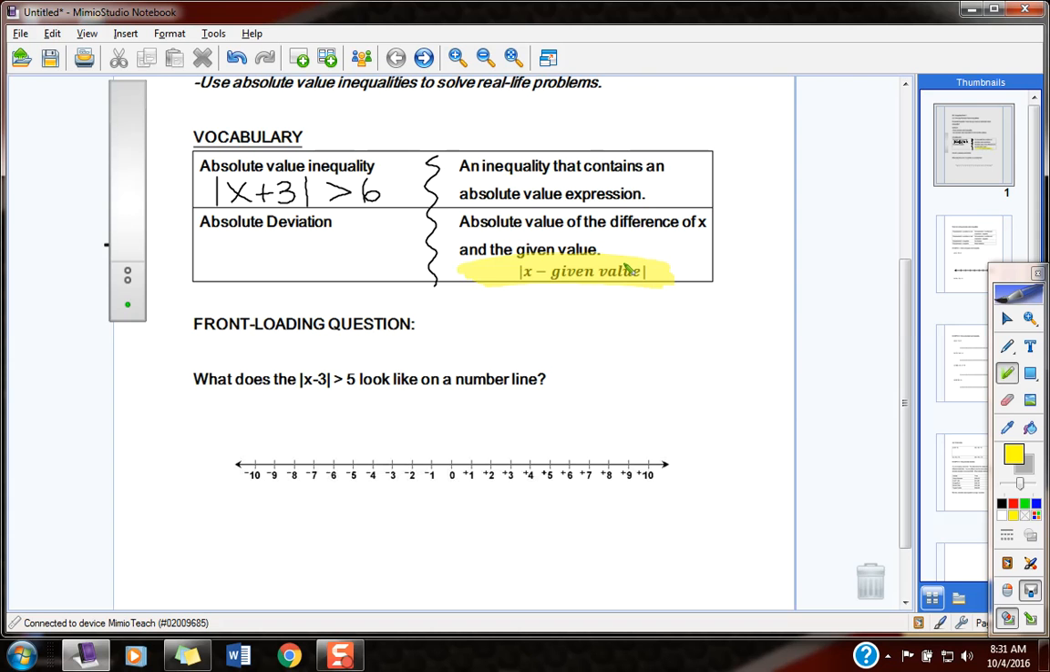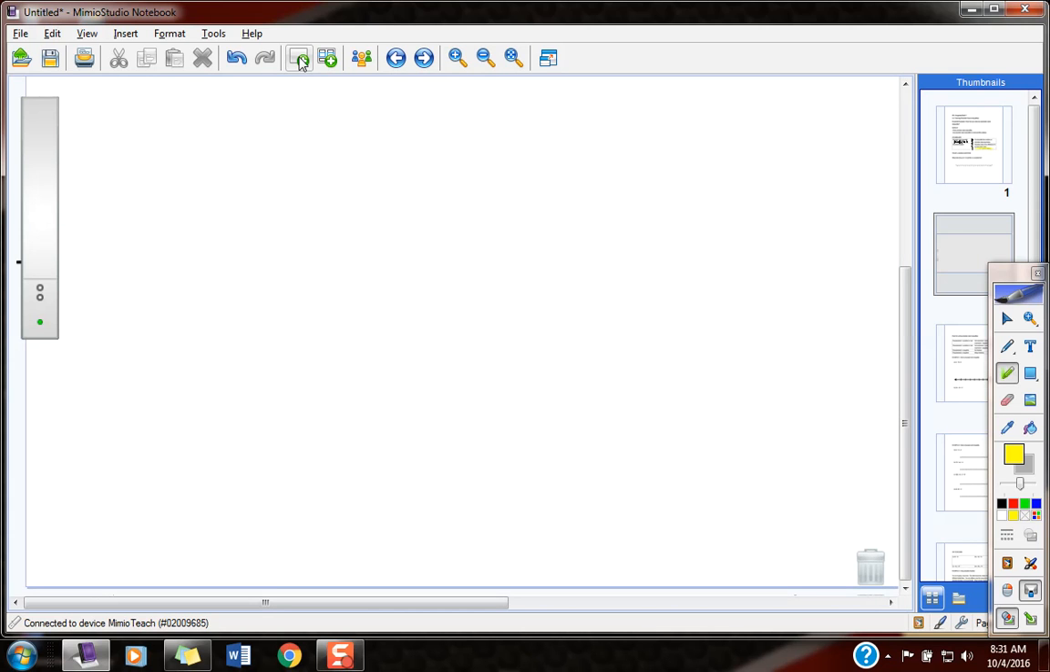A couple things to recall here quickly from chapter 1. Okay, absolute value of x plus 2 is equal to 7 right here. Help me recall how to solve those. Jasmine, what would you do here, bud? Subtract 2. Okay, you would subtract 2.